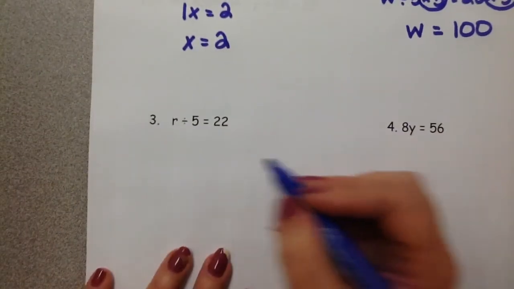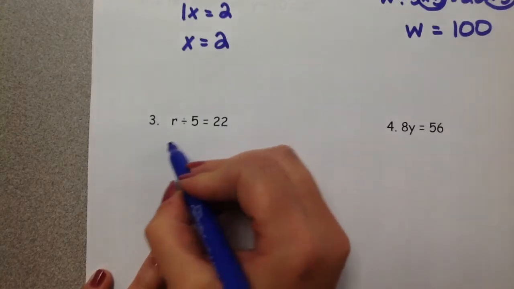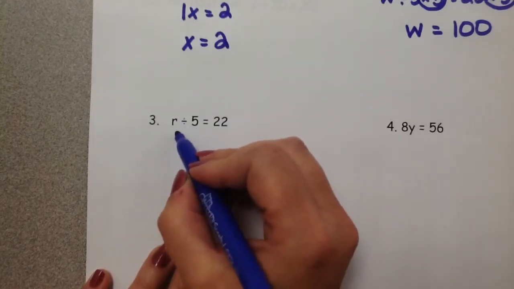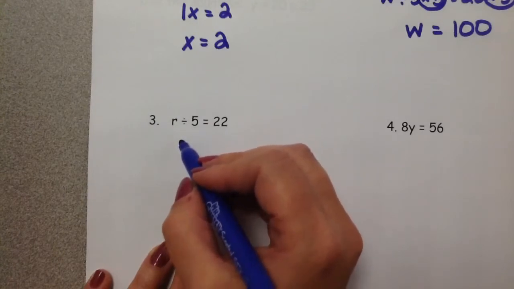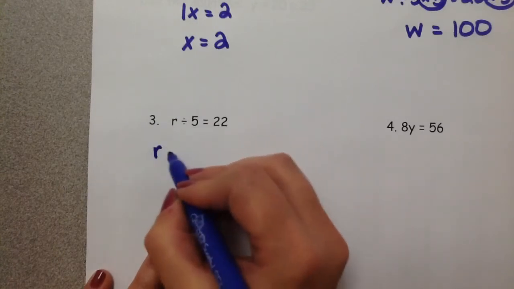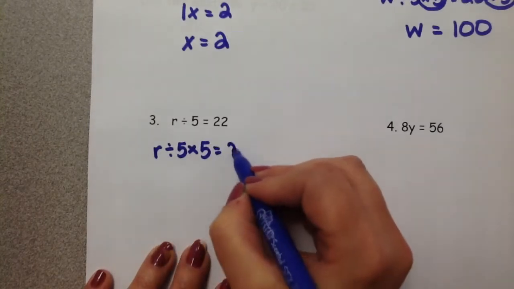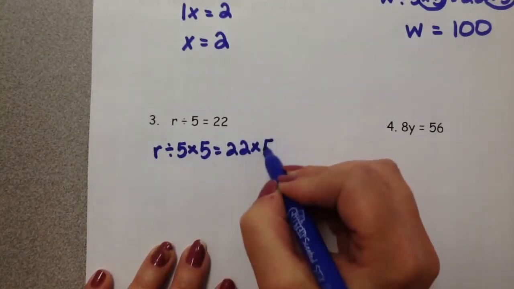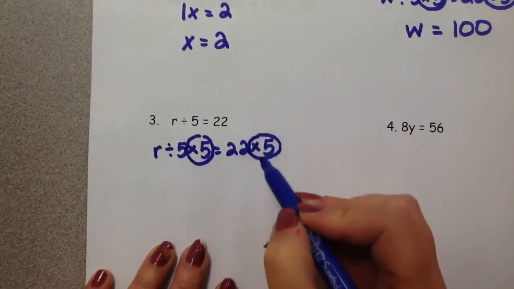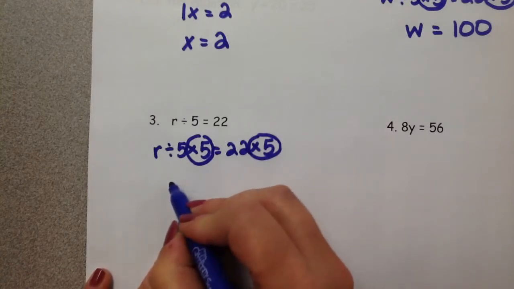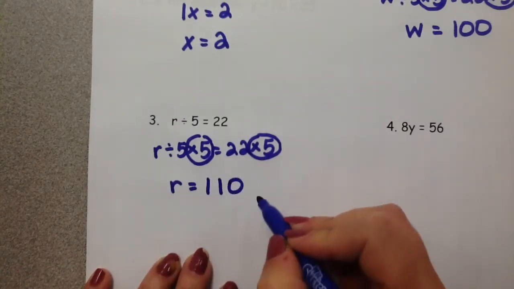Problem number 3, again we have a division. R divided by 5 is equal to 22. Well, we want to leave the variable by itself, so we're going to do the inverse operation. So instead of dividing by 5, again we're going to multiply by 5. So r divided by 5 times 5 is the same as 22 times 5. Again, the property of equality, make sure we do the same thing to both sides. This leaves us with r on this side and 110 on this side.